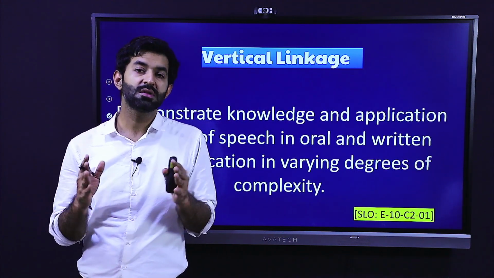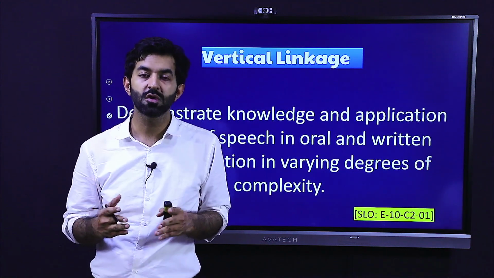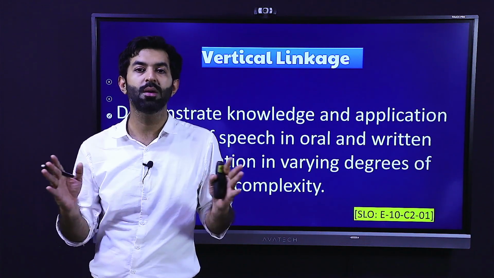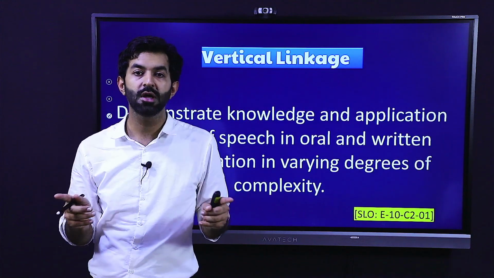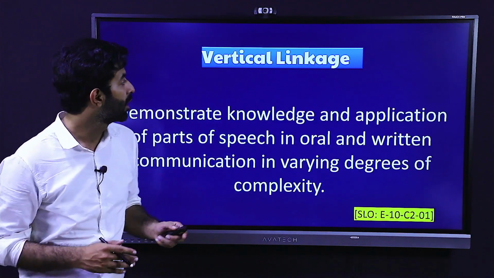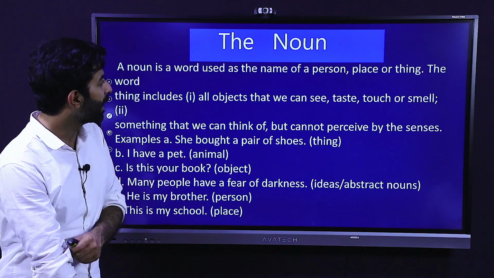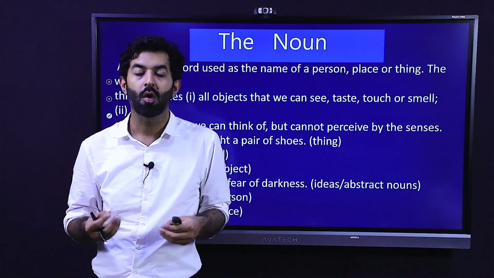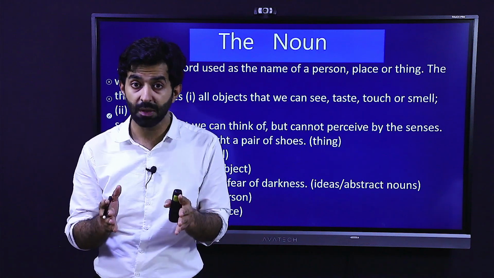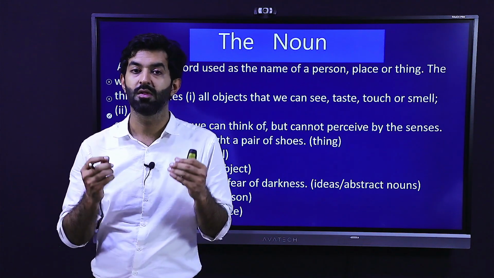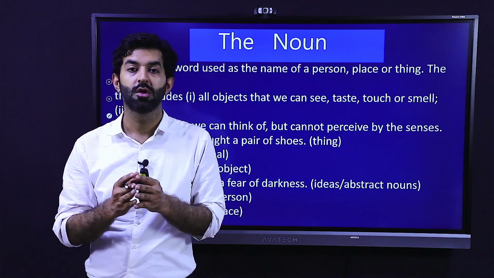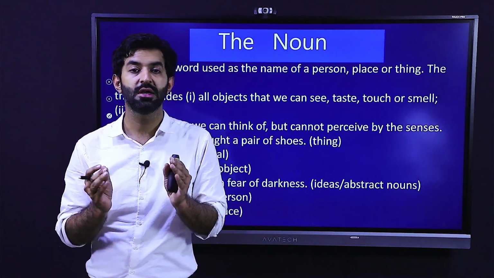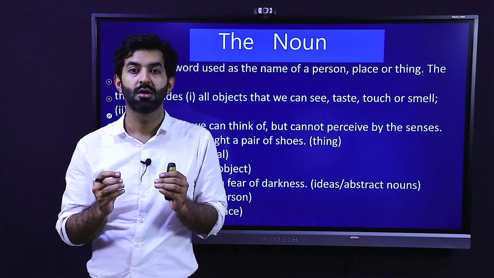Now students, this learning outcome is very generic. It means you have all of the verb forms, nouns, pronouns, and all the parts of speech that can be covered in this learning outcome. Okay, let's talk about noun. Now students, I want you to revise all the parts of speech. Can you name the parts of speech? They are noun, pronouns, verb, adverb, adjective, conjunction, interjection, and so on.